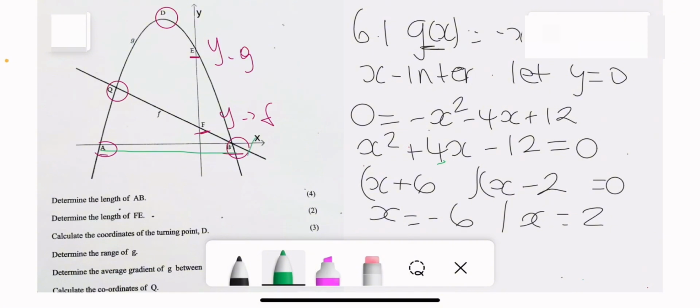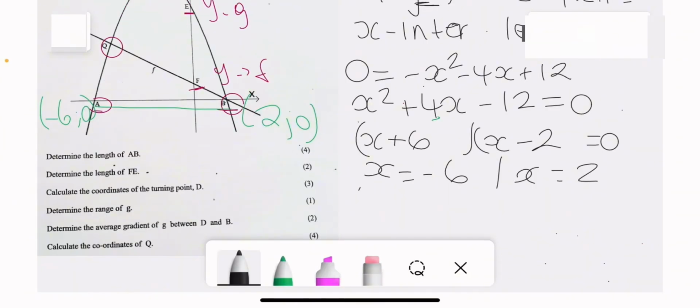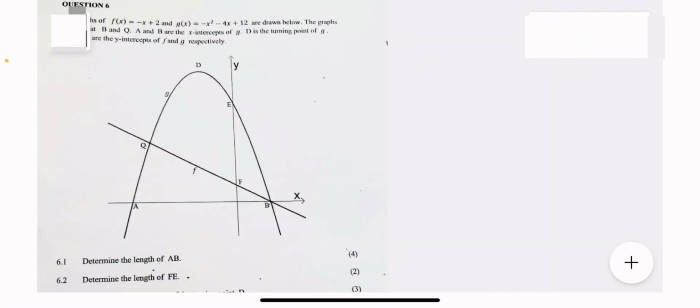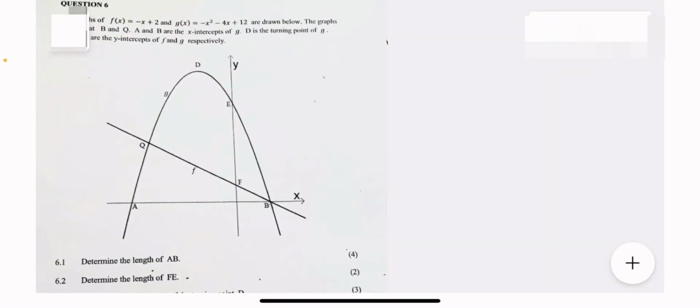We can now write the coordinates. B is where x is greater than 0. That will be (2, 0). Then the coordinates of A are (-6, 0). The length of AB will be just the sum of the two. 2 plus 6 is equal to 8 units. That's its length.